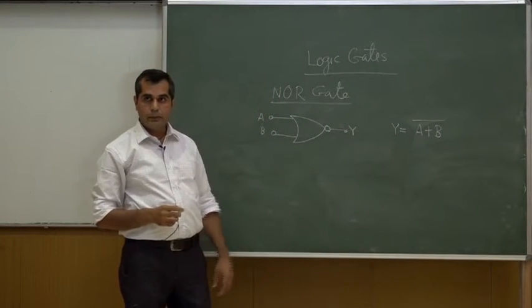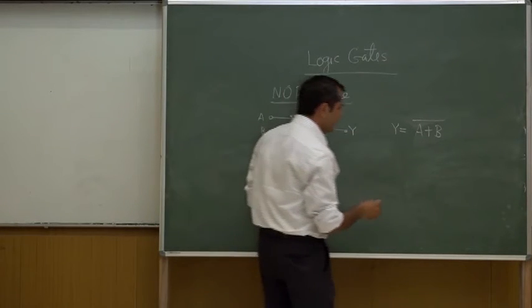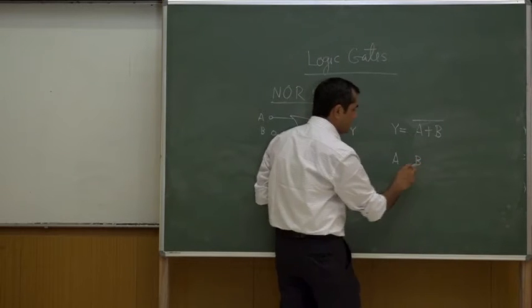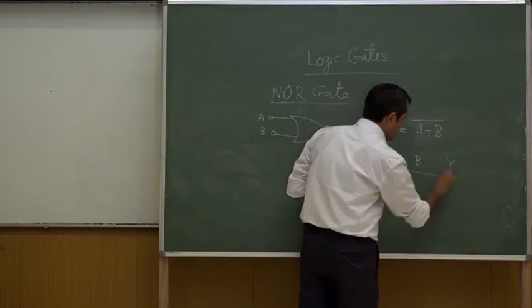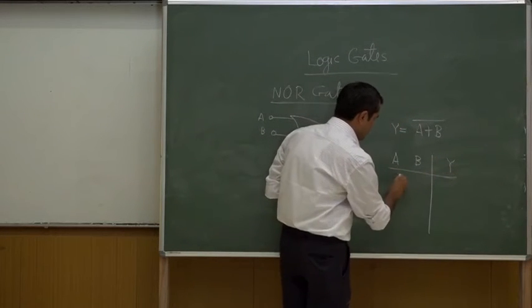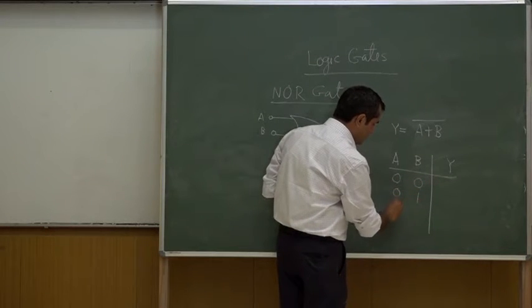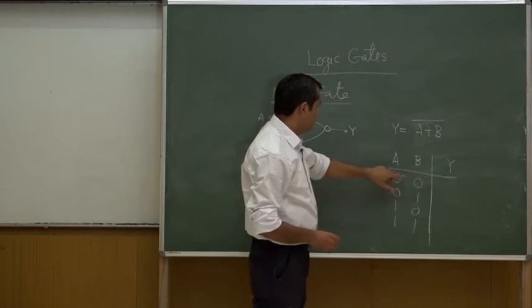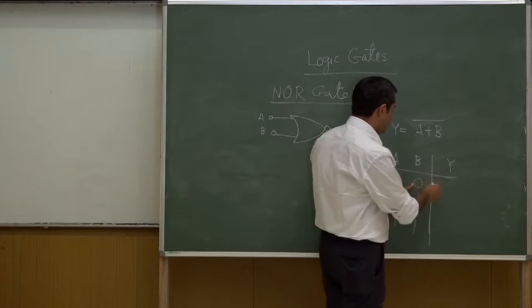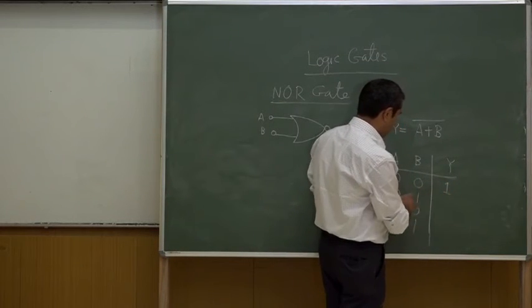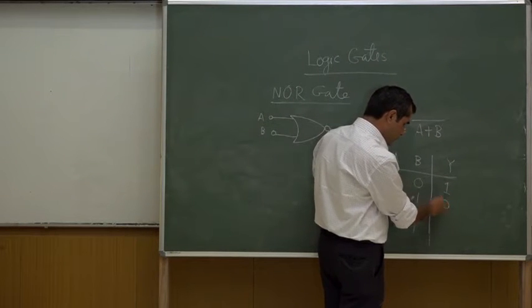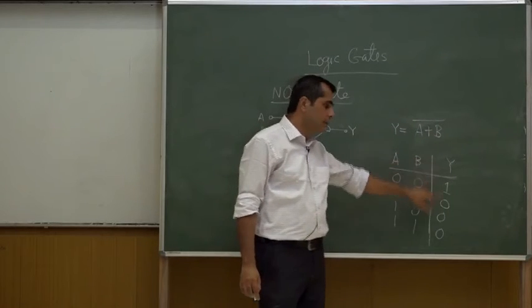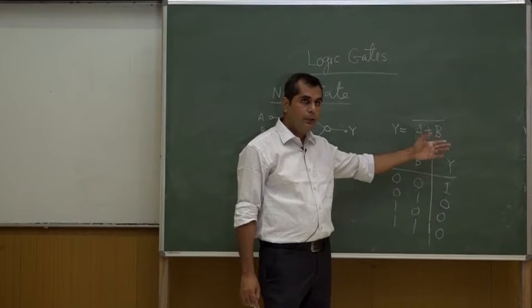Okay. And I can also write the truth table based on this equation, based on the characteristics of this NOR gate. If the two inputs are A, B, and the output is Y, then the four possible inputs are 00, 01, 10 and 11. So, the output in this case, 0 plus 0 is 0, and the inverse of that is 1. So, here I will find 1. Okay. What about here? Speak loudly, 0, 0 and 0. Okay. So, that is the inverse of an OR gate. The output is the inverse of that of a 2 input OR gate.